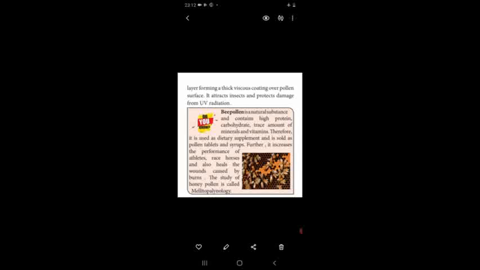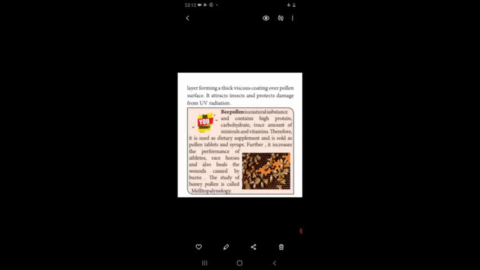That is one function of pollen kit. Another one, it protects the pollen grains from damage by ultraviolet radiation. So the first one, due to the presence of the oily viscous coating layer, it attracts insects for pollination. Another one, it protects the pollen grains from ultraviolet radiation. Dear students, like sporopollenin, pollen kit is also very, very important.